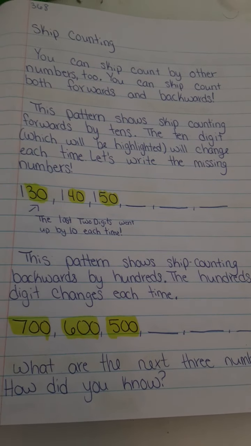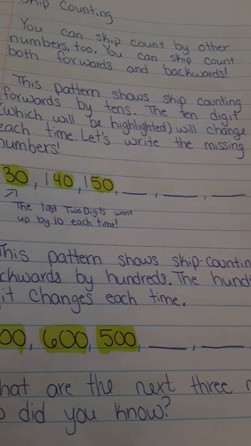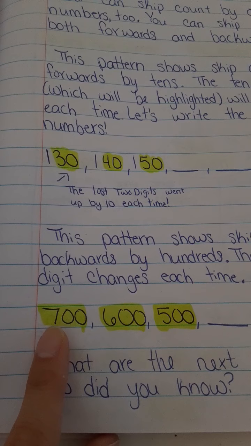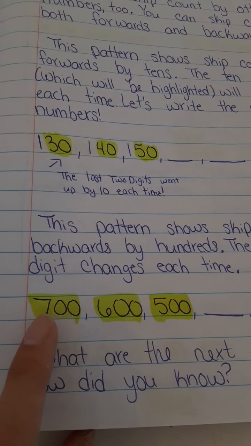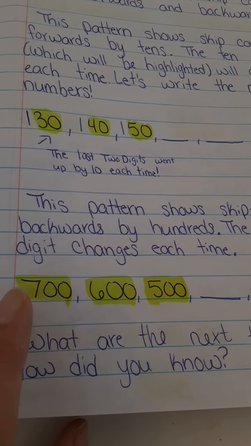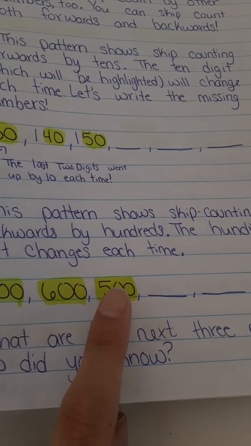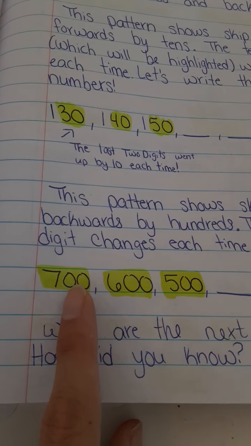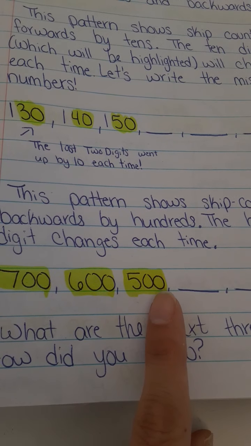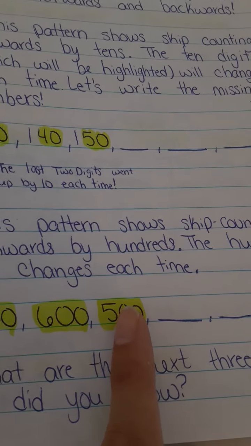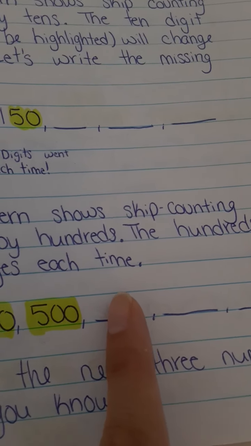This pattern shows skip counting backwards by hundreds. The hundreds digit changes each time. I highlighted all of the digits because this 3rd digit is the hundreds digit, so that's the number that's changing, and we're going backwards. 7, 6, 5, and we're putting the hundreds on there with the zeros. So 700, 600, 500.